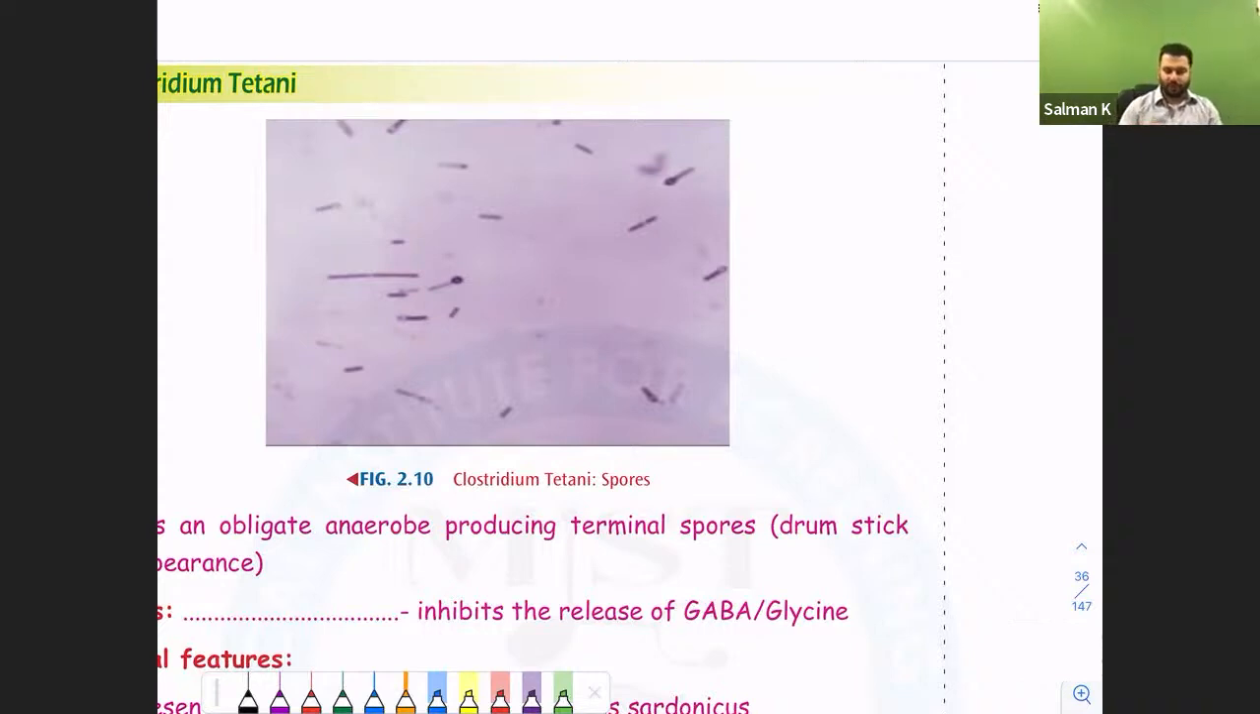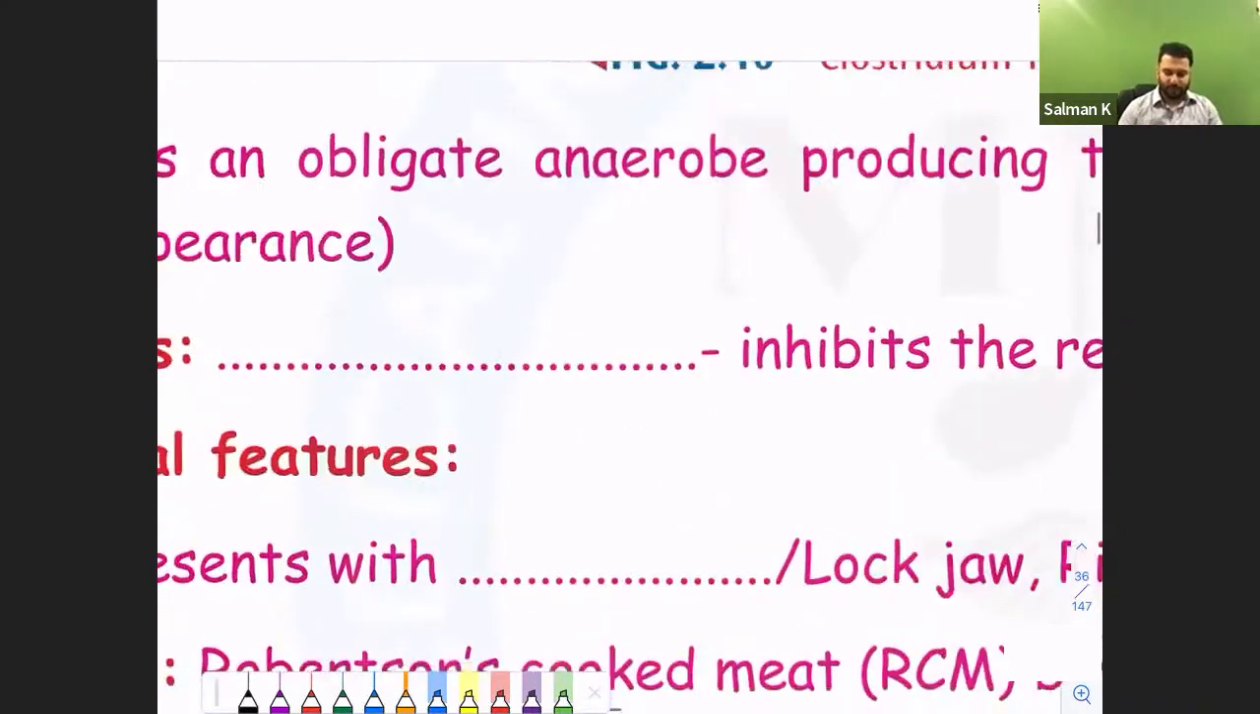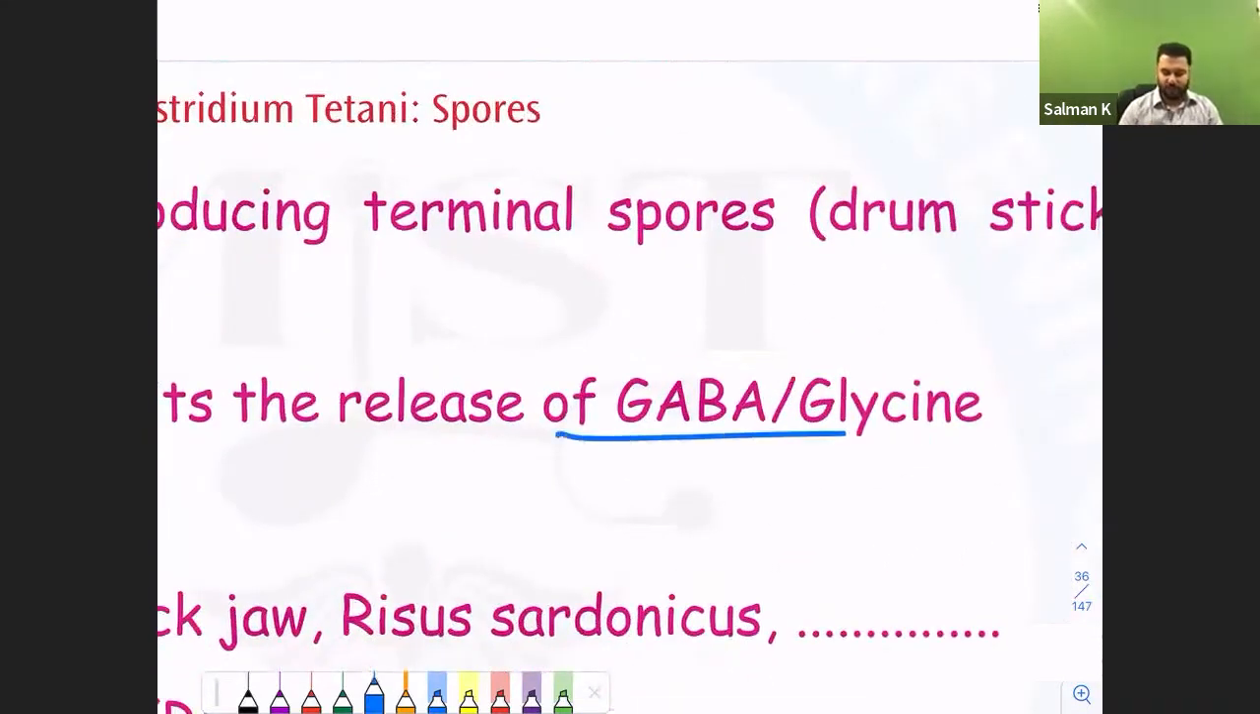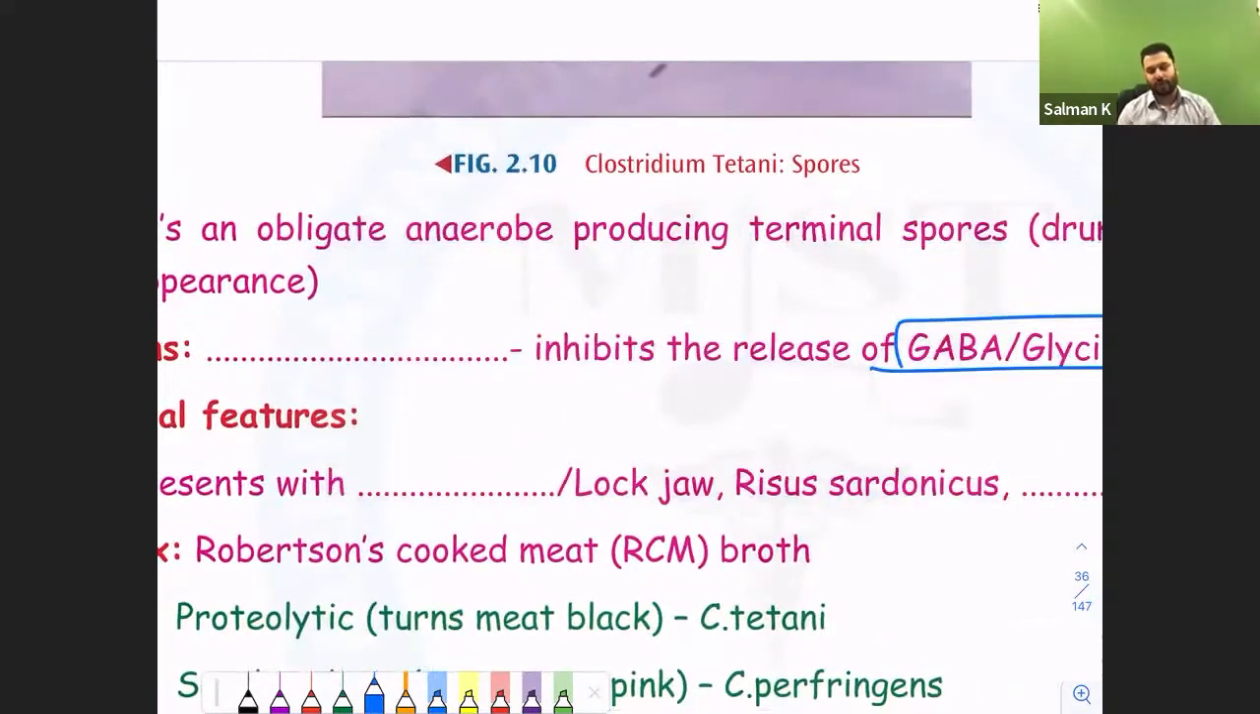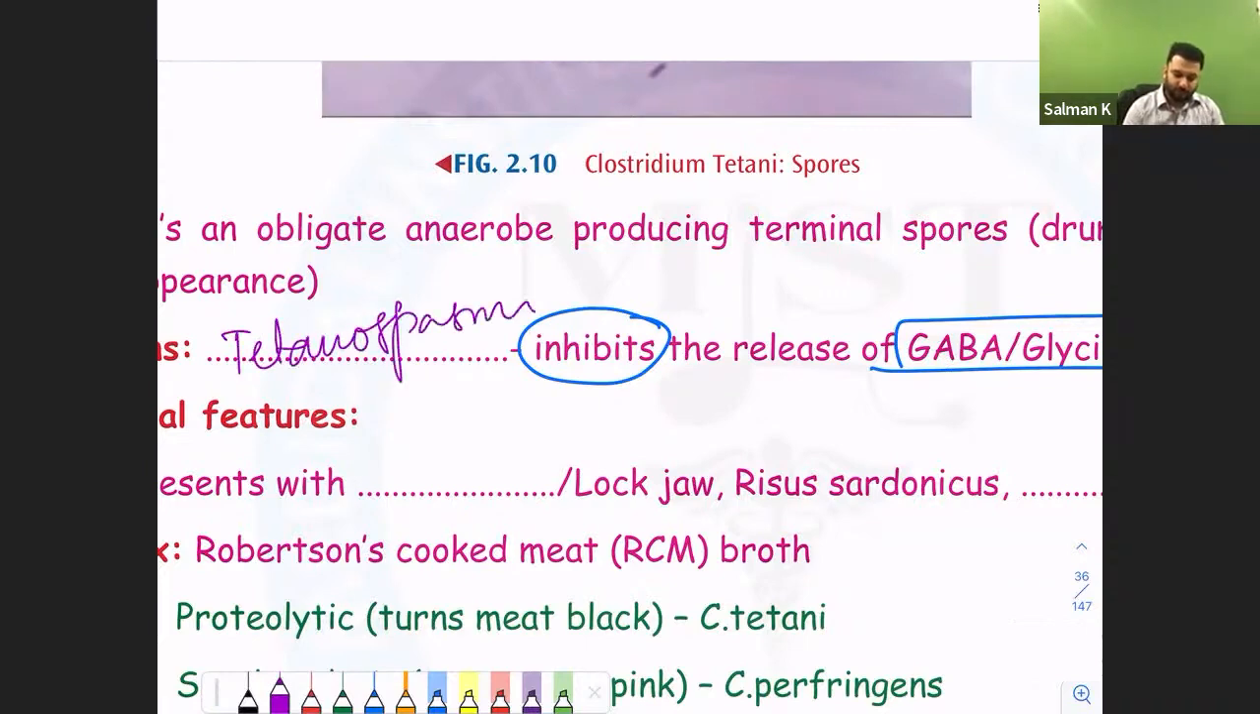How does it produce contraction? That's a very important thing. It inhibits the release of GABA or glycine. What is the job of GABA or glycine in the body? To relax the muscles. So what I'm saying is that this is where it is going to contract. How does it do that? It blocks GABA or glycine. GABA or glycine should relax the muscle, but if you block GABA or glycine, you will get a contraction. And the name of this toxin is tetanospasmin. Okay, what is the name here?